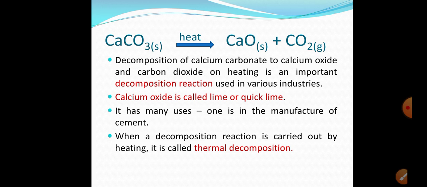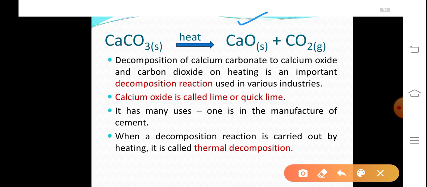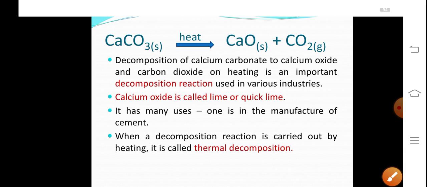Another example of decomposition is the decomposition of calcium carbonate. Calcium carbonate, in presence of heat, decomposes to form calcium oxide and carbon dioxide. Decomposition of calcium carbonate to calcium oxide, that is lime, and carbon dioxide on heating is an important decomposition reaction, and this is used in various industries. Calcium oxide is called lime or quicklime. It has many uses. One is in the manufacturing of cement.